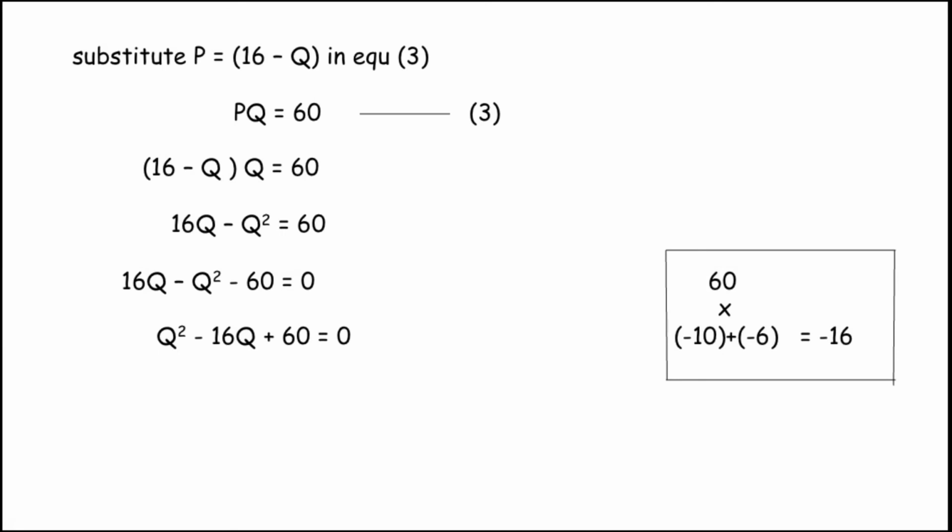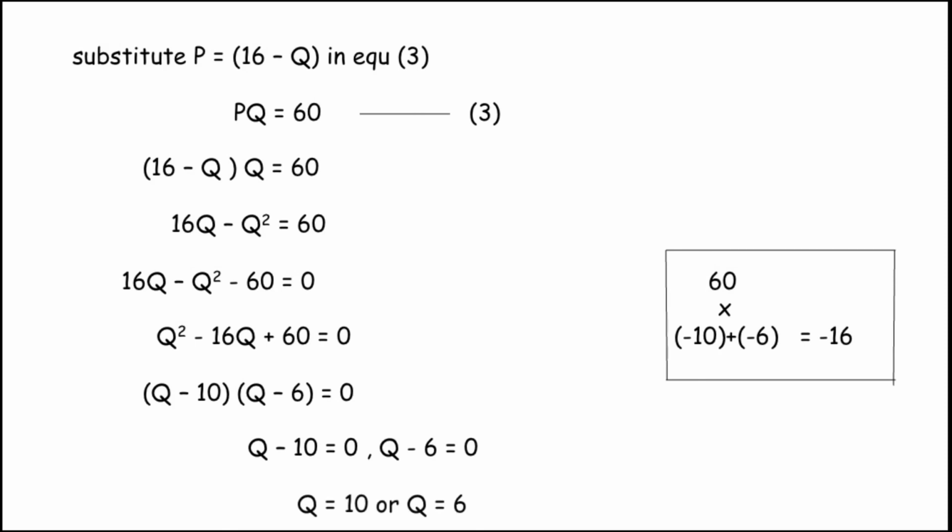But I have to make it minus 16, so I put the negative sign on minus 10 and minus 6. Now minus 10 into minus 6 is plus 60, and minus 10 plus minus 6 is minus 16. So I take it as (q minus 10) and (q minus 6) equal to 0. So q minus 10 equal to 0 and q minus 6 equal to 0. It will be q equal to 10 or q equal to 6. We have either value, q may be 10 or 6.